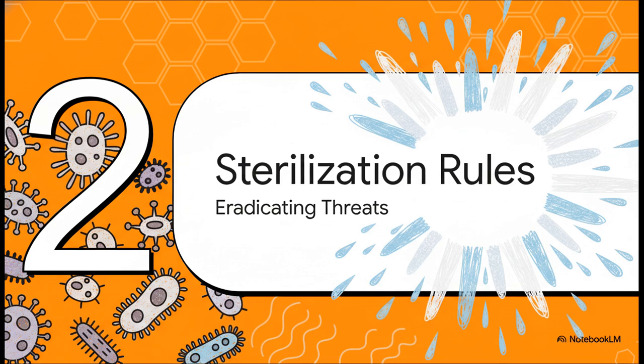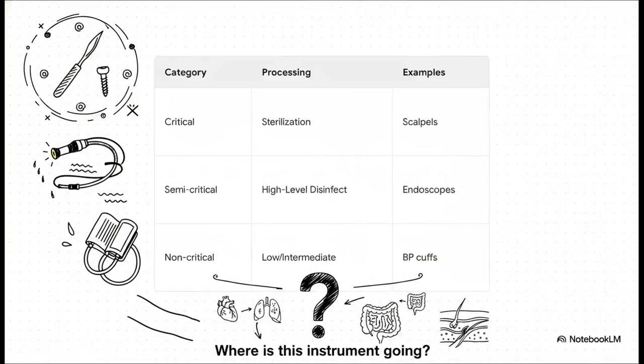Which brings us to Section 2, sterilization and disinfection, eradicating threats. All right, the exam heavily tests the Spaulding classification system. To pass this, you just need to mentally map the surgical item to the required processing level. Let's break it down. Critical items, like scalpels or joint implants, are going directly into sterile tissue or the vascular system, so they demand absolute sterilization, meaning we are killing everything, even the toughest spores.